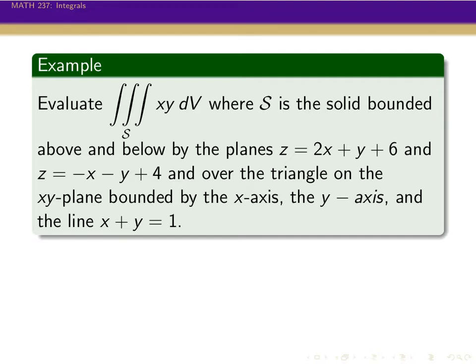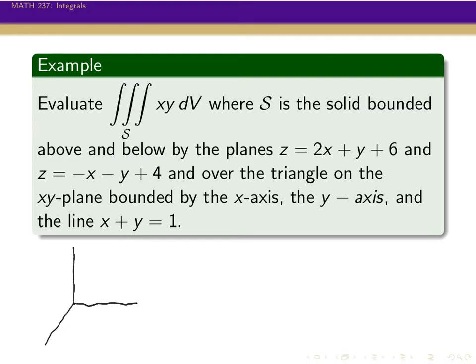So let's try and do a rough drawing of this region. So we're integrating x times y over a solid where the top is the plane z equals 2x plus y plus 6, and the bottom is z equals minus x minus y plus 4. And over the triangle on the xy plane bounded by the x-axis, the y-axis, and the line x plus y equals 1. Okay, so first let's get an idea about these planes.